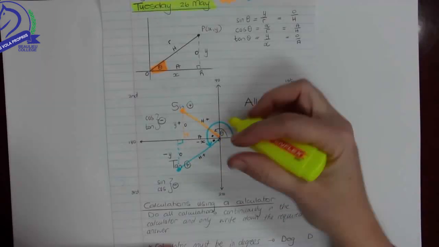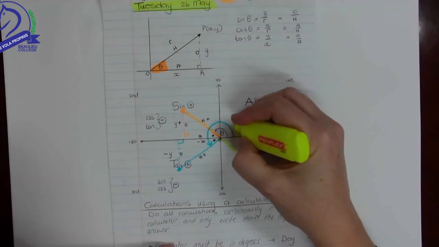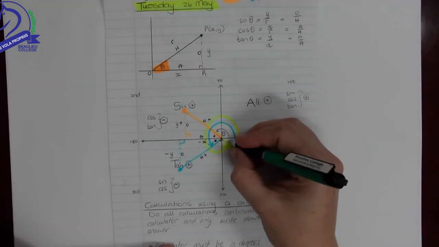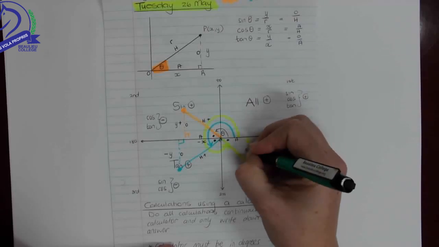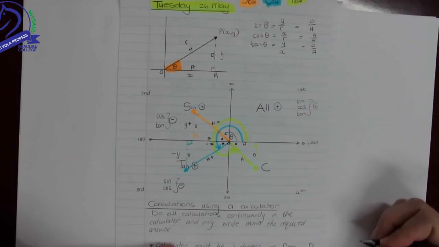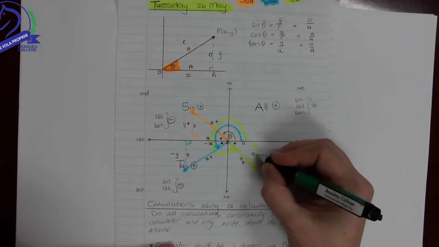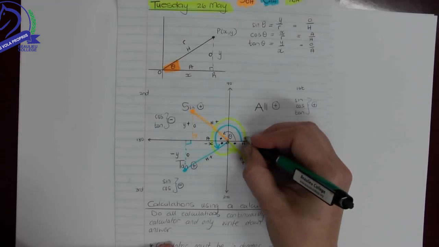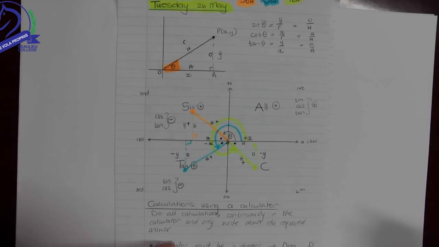If I go into my fourth quadrant, the angle will be indicated like that. I use the inside. That's my adjacent, that's my opposite, that's my hypotenuse. So my hypotenuse is always positive. My y value will be negative, and all of a sudden I have a positive x as well, because it's going from 0 to the right.